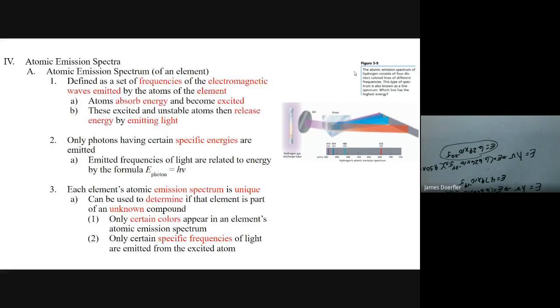The atomic emission spectra of an element is defined as a set of frequencies of the electromagnetic waves emitted by the atoms of an element. How this occurs is the atoms absorb energy, and once they do that, they become excited. When you absorb energy and become excited, you therefore become unstable in terms of an atom. And so an atom wants to get rid of that energy.